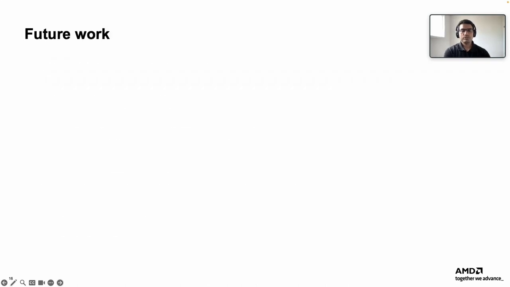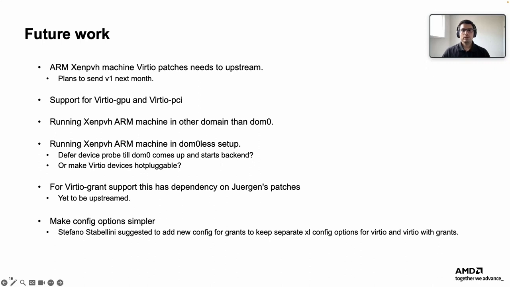Let's talk about the future work. So we have cleaned up the patches for generic VirtIO support on this machine, and we plan to send the patches by next month. We also need to bring in the support for VirtIO GPU and VirtIO PCI, and we need to create the configuration to run this QEMU Xen PVH machine in other domains like dom0 or domD instead of domU.